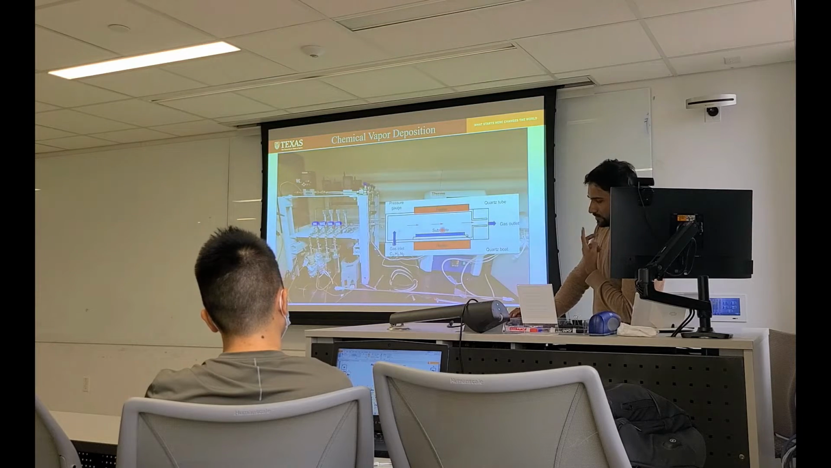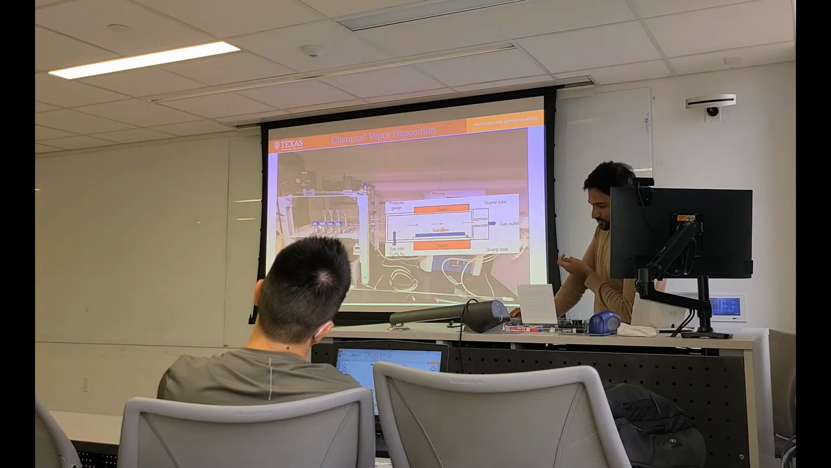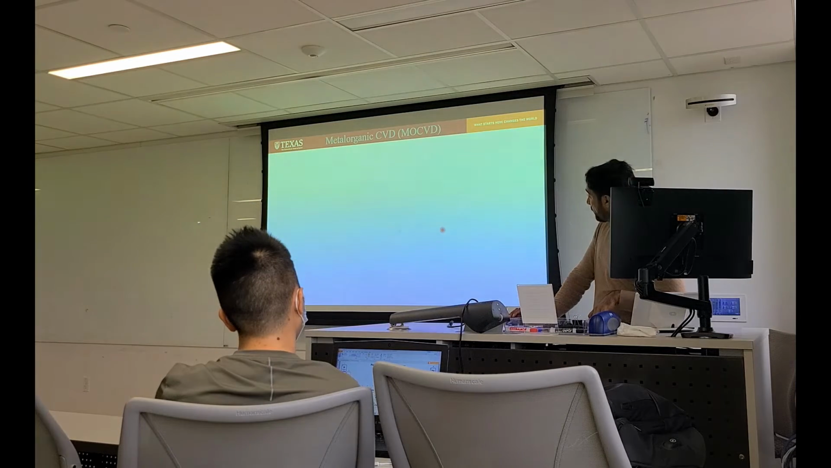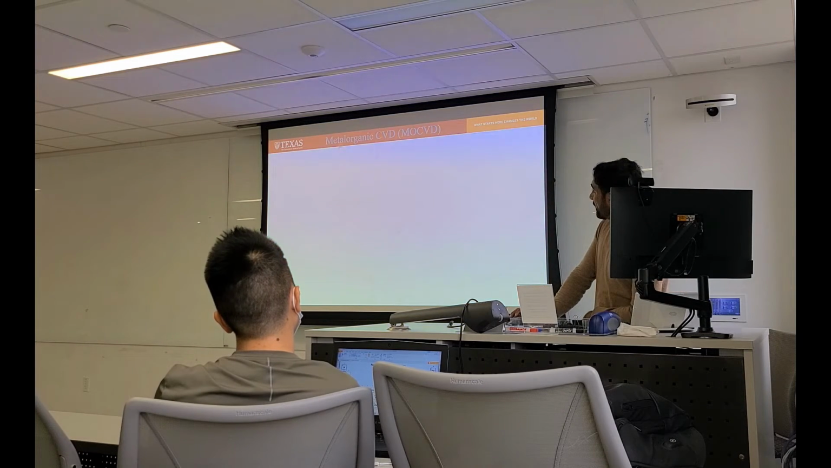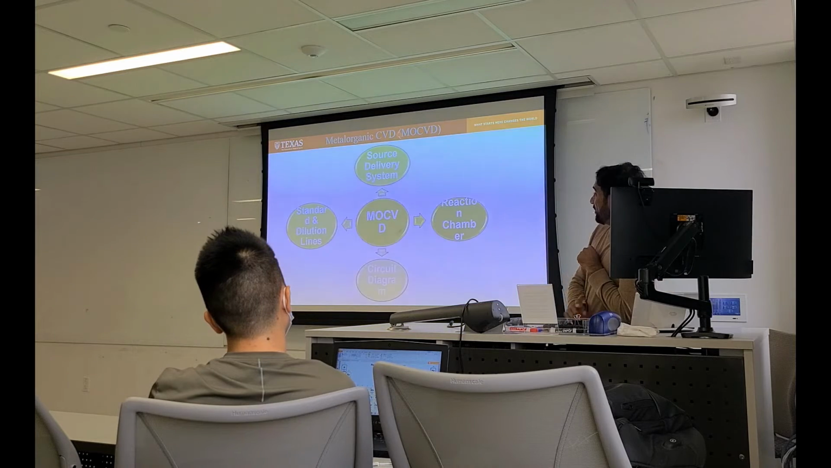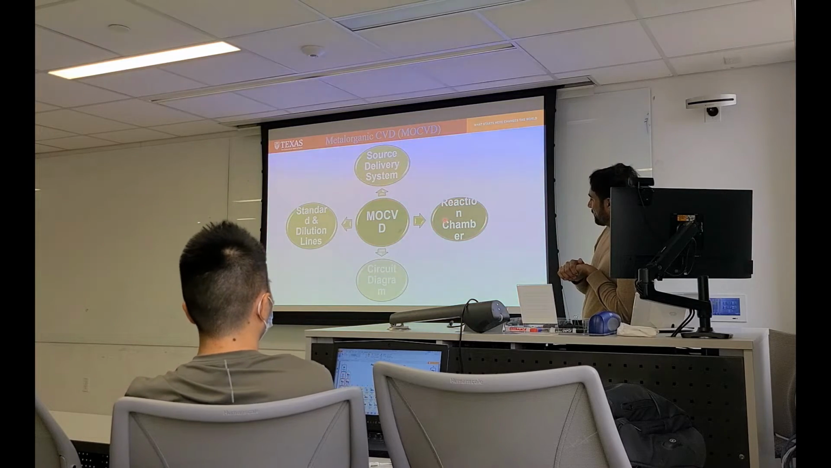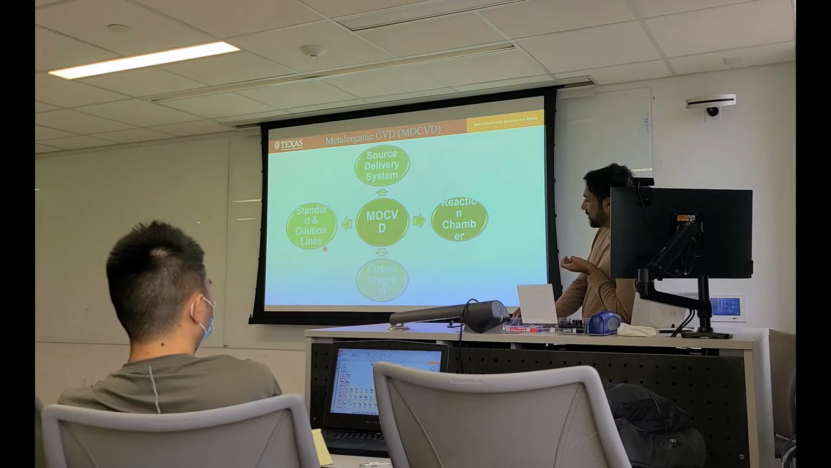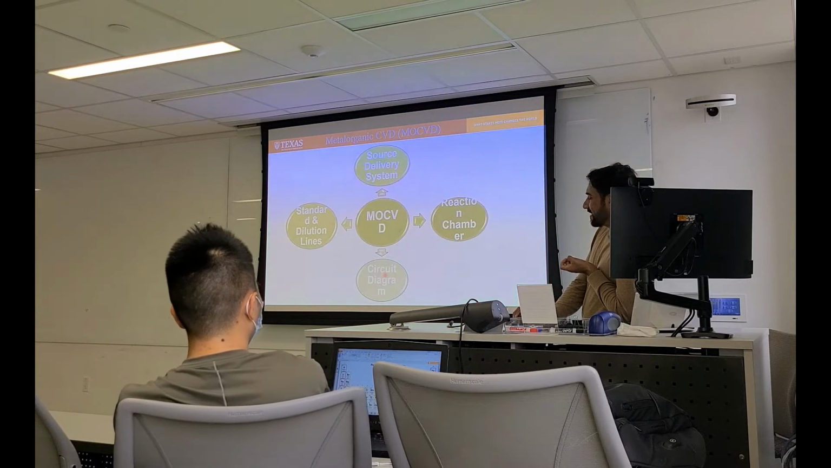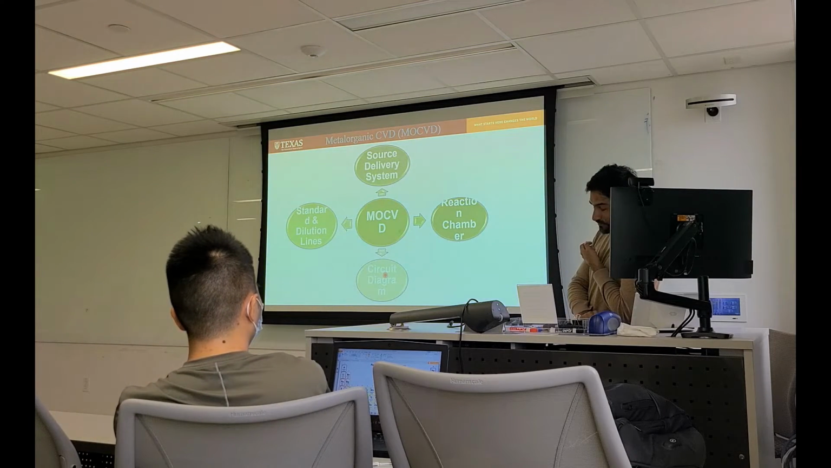So why we move to MOCVD, I will tell you in one slide. MOCVD is metal organic CVD. It is CVD, but we are using metal organic sources. In MOCVD, I will talk about their very advanced source delivery system, the reaction chamber, meaning the shape of the reactor, then standard dilution lines, and the circuit line diagram, meaning the line configuration. I will show you.